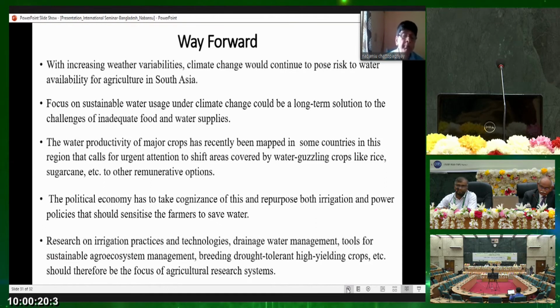My last appeal will be on the research part. In South Asia, maybe some of the countries have done a wonderful job in application and in agrometeorology aspects, but other countries are not as proficient in research in irrigation, agrometeorology, or like that. So whatever we are communicating to other countries, collaborative projects can be taken up with the agriculture universities, with the agriculture organization, ministry, so that we can work on irrigation practices and technology, drainage, water management, different kinds of tools for sustainable ecosystem management, breeding drought tolerant high yielding varieties of crops.